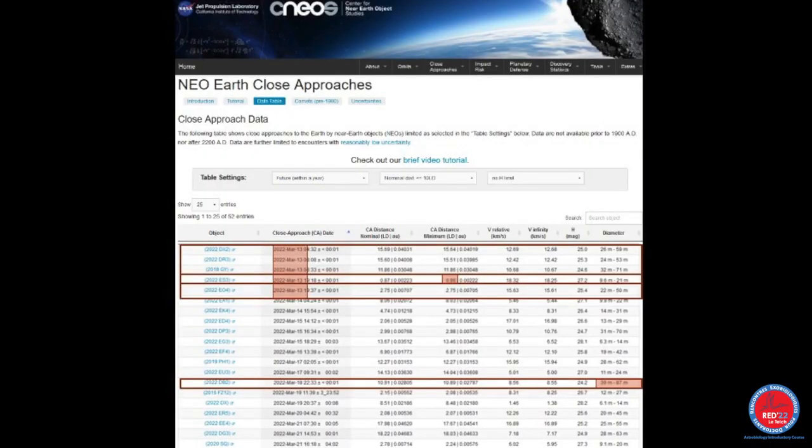The good news is that for most of the large asteroids, like 99% of large asteroids that can potentially be Chicxulub-sized, larger than 1 kilometer, so ones that can cause global or regional damage, we know about them.